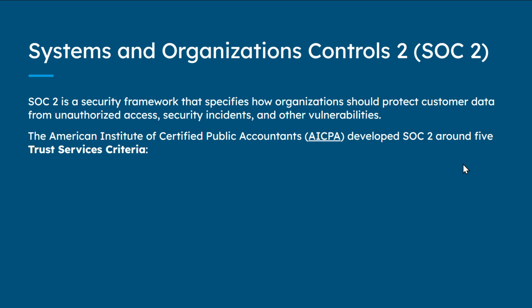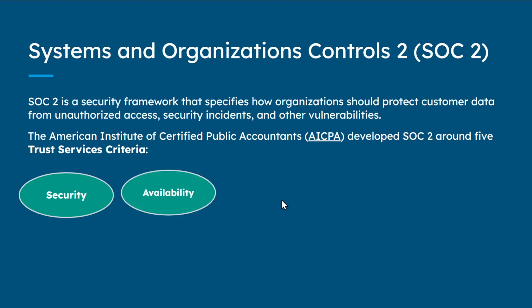So SOC stands for Systems and Organization Controls, and there are two levels. SOC 2 is a security framework that specifies how organizations should protect customer data from unauthorized access, security incidents, and other vulnerabilities. The American Institute of Certified Public Accountants, the AICPA, developed SOC around 5 trust services criteria. The overarching one is security, obviously, and this applies to the remaining TSCs.